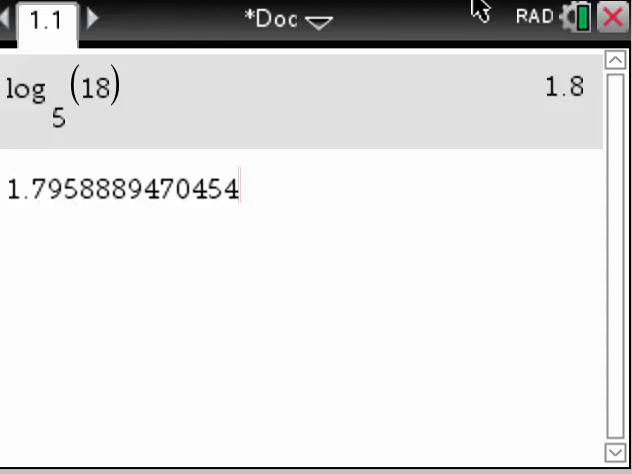But the problem is that decimal keeps going. My calculator's in the wrong mode. And how did I get this decimal? I went up on top of 1.8 and hit enter.